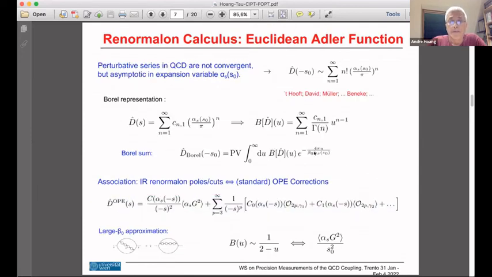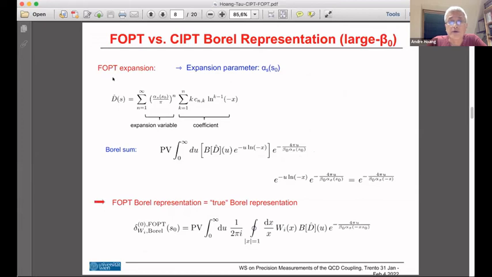Now let's look at the FOPT expansion, and let me explain why the Borel function, which people typically use and called the true Borel representation, is correct for it. The reason is that you have a clear expansion parameter, so you can deal with that. You have these coefficients in the FOPT expansion. You have these logarithms, this complex valued logarithm I explained earlier.